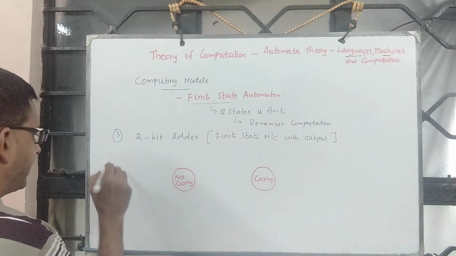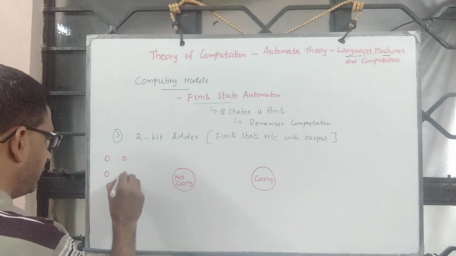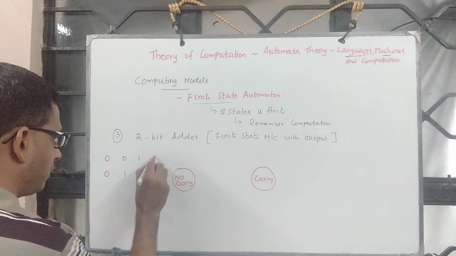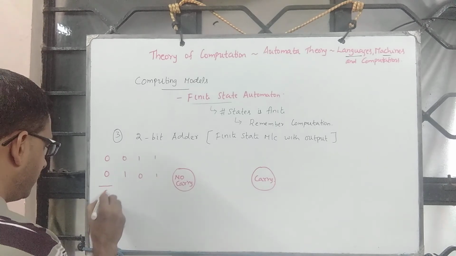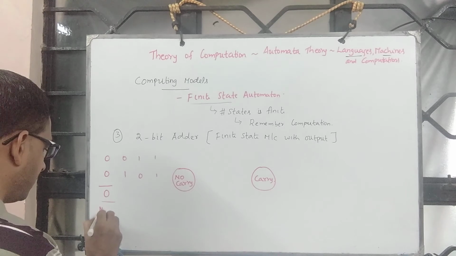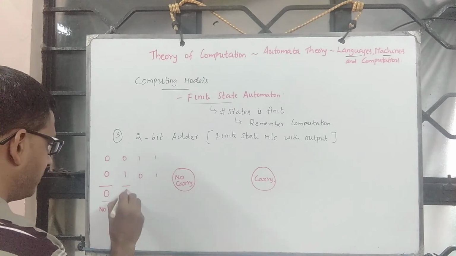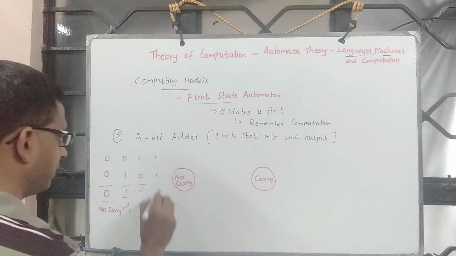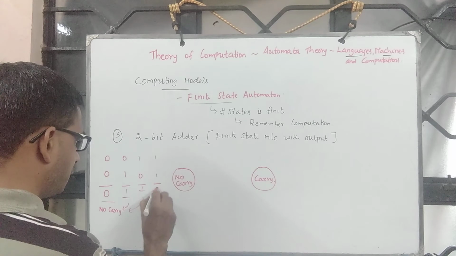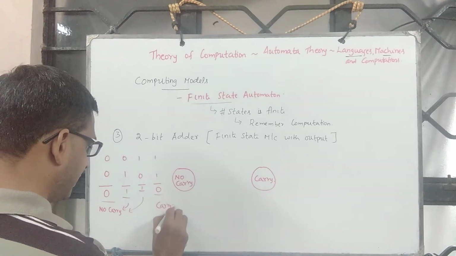Now, it is a 2-bit addition. So, you may add 0 and 0, or 0 and 1, or 1 and 0, or 1 and 1. Now, if you add 0 and 0, the sum is 0, there is no carry. For this, the sum is 1, no carry. For this also, the sum is 1, no carry. For this, the sum is 0 and there is a carry, and the carry is 1.